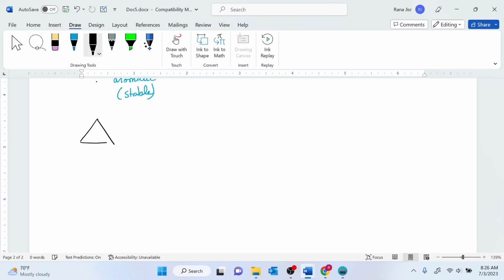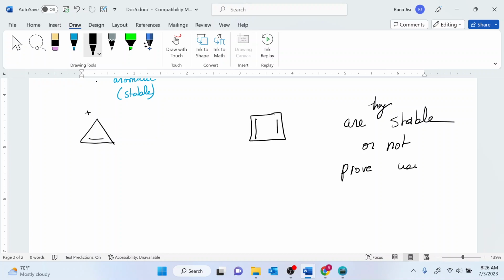Let's have these two examples in here. We want to prove, using the inscribed polygon method, the stability of these compounds. Are these compounds stable or not? We're going to prove using the inscribed polygon method. So in order to do this, you need to draw the molecular orbitals of the cycle.